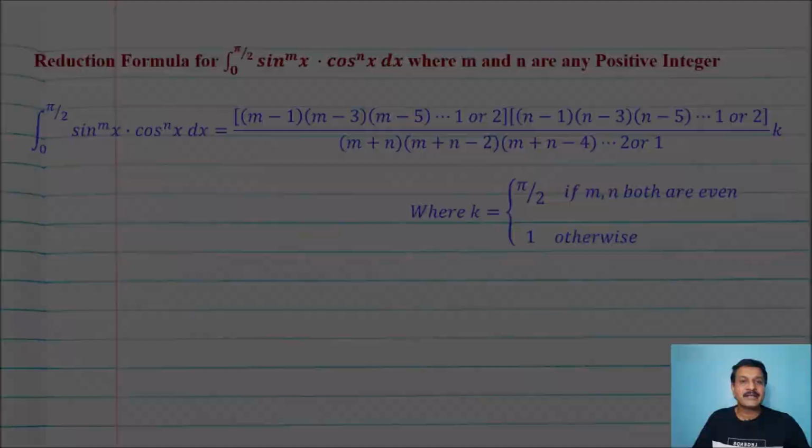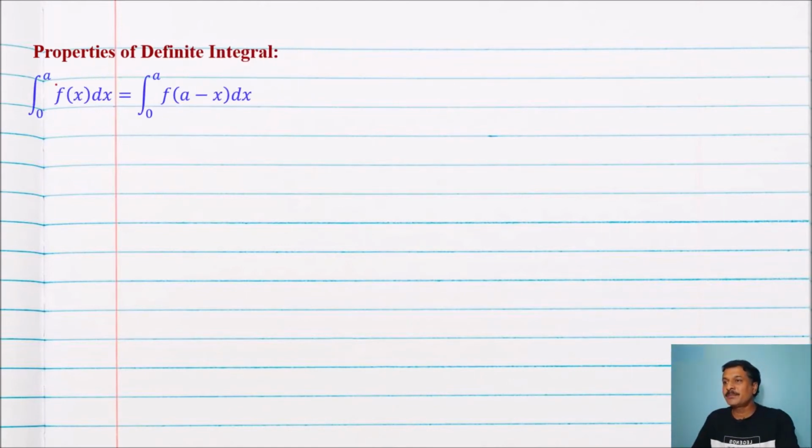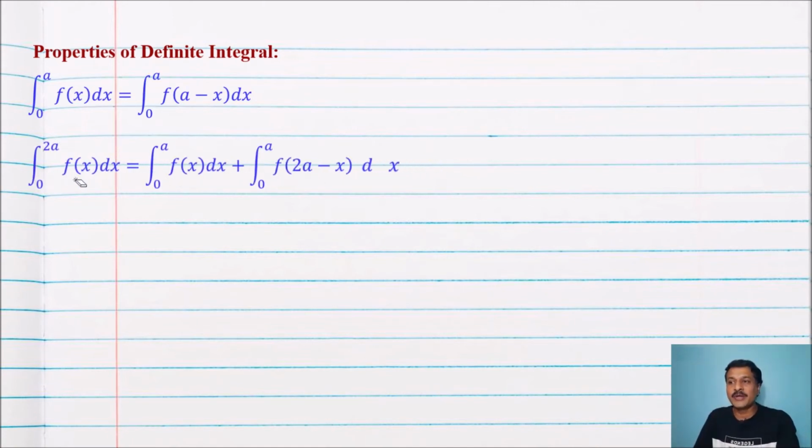But these are for integration from 0 to pi by 2. We can extend this by using some properties of the definite integral. Which are the properties? You know the properties. The first property: integration from 0 to a of f of x dx equals integration from 0 to a of f of a minus x dx. Second property: integration from 0 to 2a of f of x dx equals integration from 0 to a of f of x dx plus integration from 0 to a of f of 2a minus x dx.